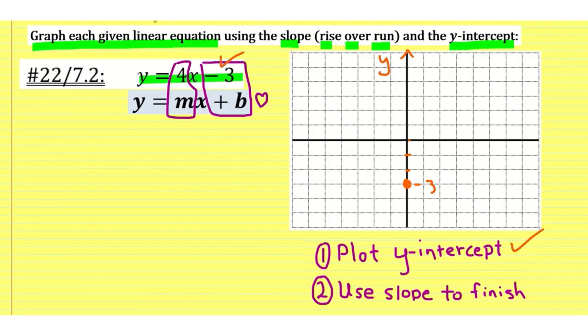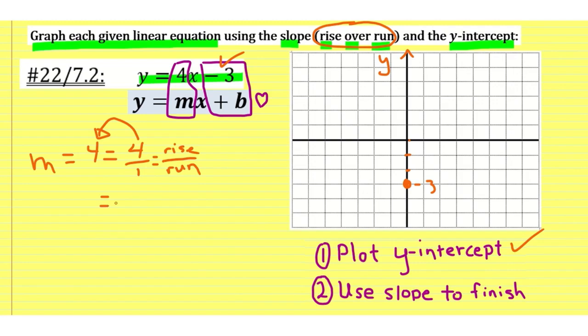Now I'm going to use my slope to finish. Well, my slope number is 4. My m is equal to 4, but we can rewrite 4 as 4 divided by 1. There's an invisible 1 under every number in existence. So 4 is equal to 4 divided by 1. Does that make sense? 4 divided by 1 is equal to 4. So that gives rise to this statement right here, rise over run. The 4 is going to be my rise number, and the 1 is going to be my run number.